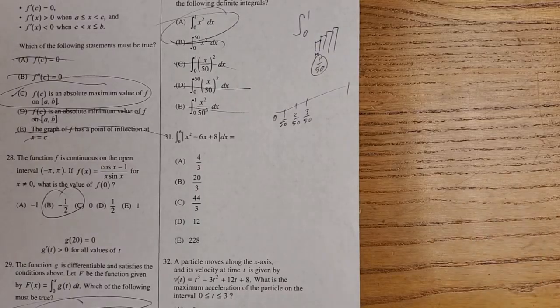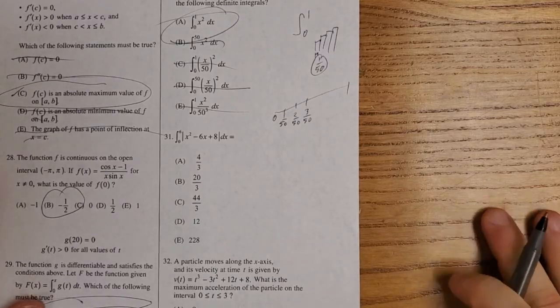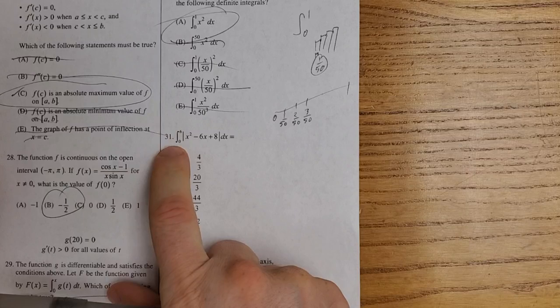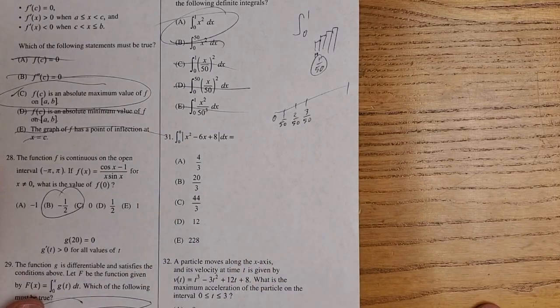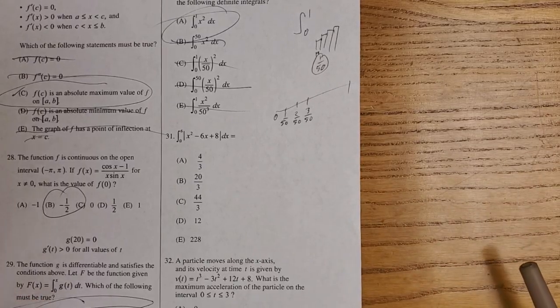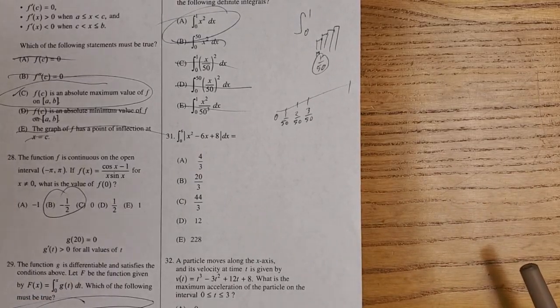So now we will move forward to number 31, and we have a definite integral. As a reminder, a definite integral is just saying what is the area beneath that function, the area between the function and the x-axis.